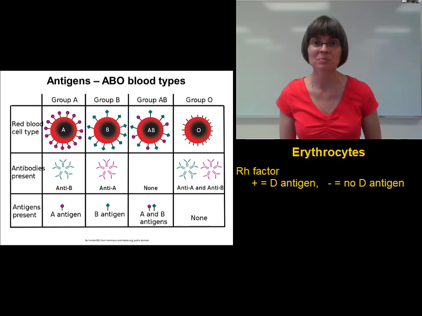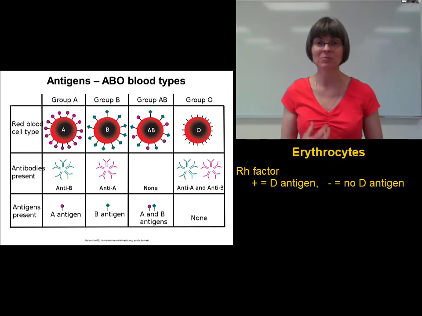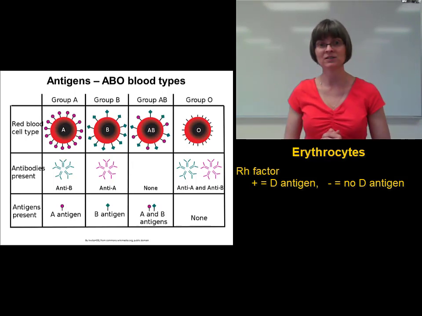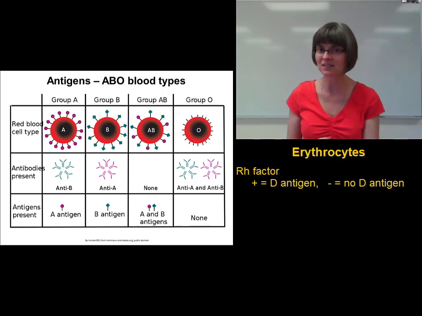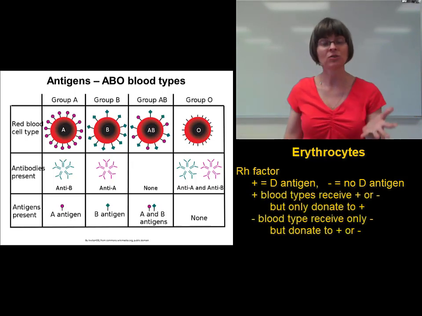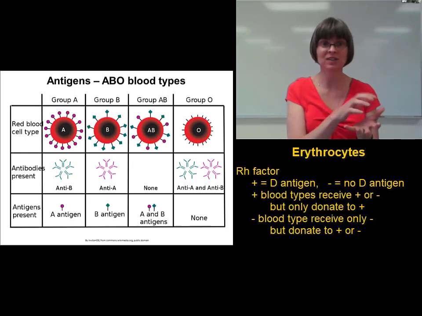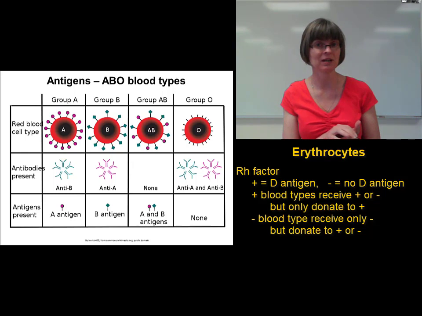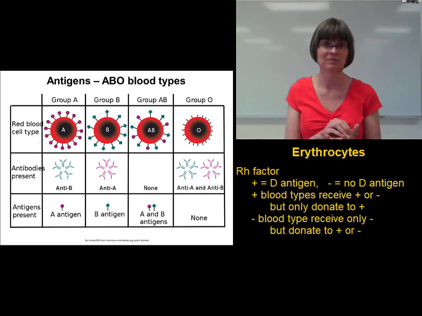If your blood cells don't have the D antigen, then they're negative blood cells. When it comes to donating blood types, the same rules apply. You never add a new antigen. So if someone has a positive blood type, that means they have the D antigen. So they can receive positive blood types that have the D antigen. They can also receive negative blood types that don't have the D antigen.